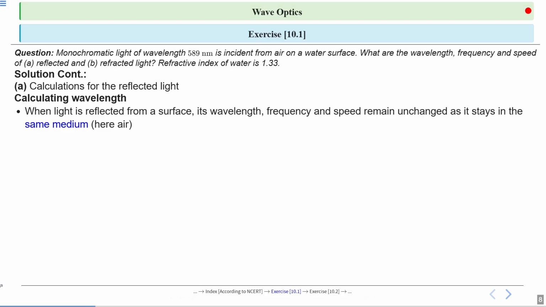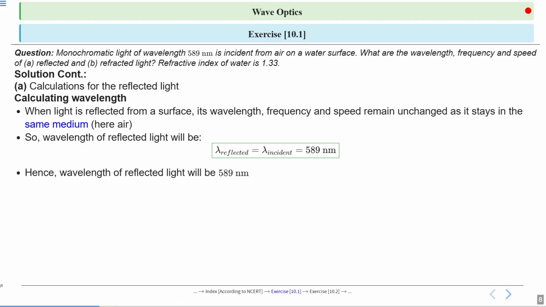If it is reflected back in the same medium, its wavelength will remain the same, and its frequency and speed will also remain the same after reflection. So what does this mean for the wavelength of reflected light? It means that it will be the same as the incident light. So the wavelength of reflected light is 589 nanometer, equal to the wavelength of incident light, just like the incident light.